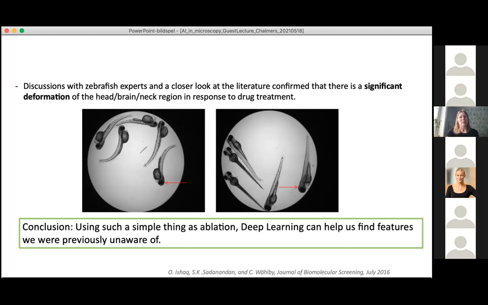So to conclude, using this kind of simple ablation with photoshopping, the deep learning could really find features that we were previously not aware of. We had not noticed this change in the back of the head, but this is really what the network could point us to. And I think this is really one of the powers of neural networks, that they can detect something that is not necessarily visually obvious.